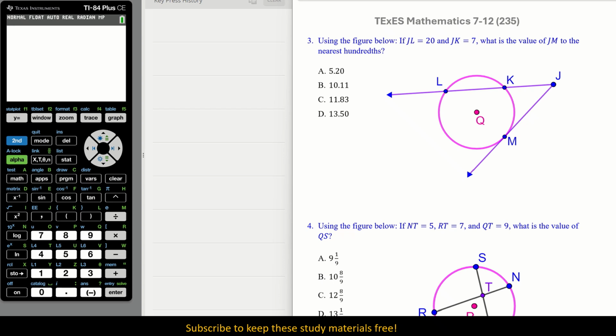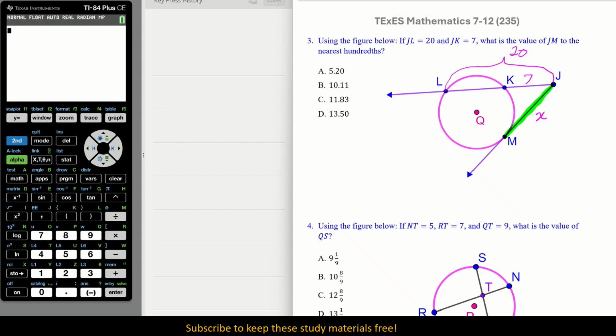Number 3, using the figure below, JL equals 20. All right, so let me go ahead and label that as we read this. Okay, so that's 20. And then JK is 7. What is the value of JM? Okay, that's our X. To the nearest hundredth.